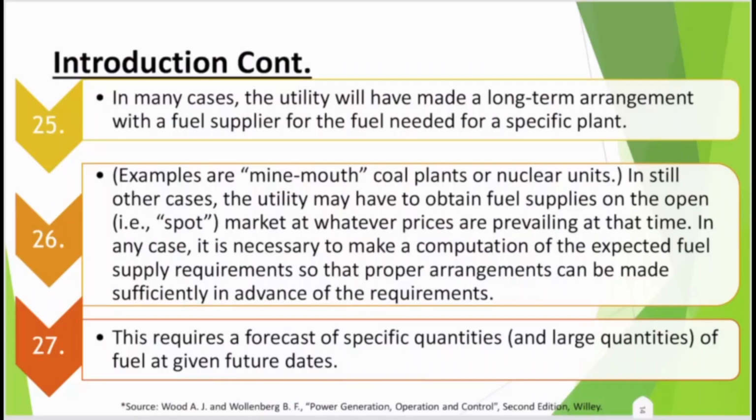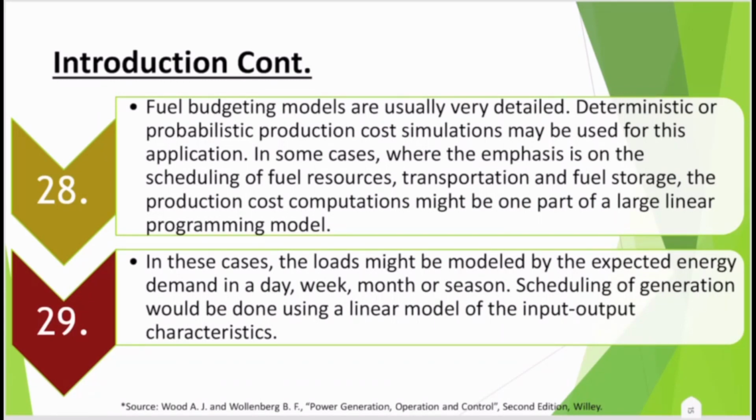So the solution that you have obtained with a given cost characteristic is not going to remain the same with different fuel costs. Okay, and hence it is important to have a fuel cost characteristic which is robust, takes care of all the fluctuations and variations from time to time, so that your solution becomes more accurate. This requires a forecast of specific quantities and large quantities of fuel at given future dates. Now, fuel budgeting models are usually very detailed. We are not going to focus too much on that, but I just wanted you to understand that they are quantities which are variable in nature. So your solution depends on those accuracies.